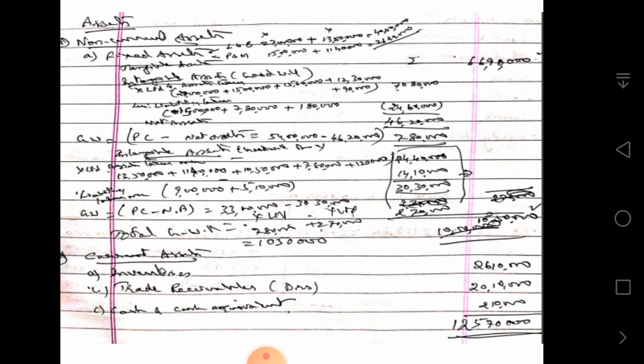So add current assets, inventories of both of them works out to 26,10,000, trade receivables 20,10,000, cash and cash equivalents 2,10,000. So it works out to 1,25,70,000. So assets are also 1,25,70,000. It is tallying. This is the balance sheet of JED Limited. New balance sheet of JED Limited. So with this it gets over. Thank you.